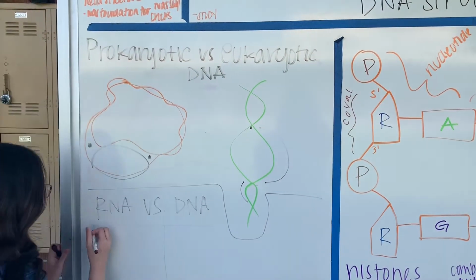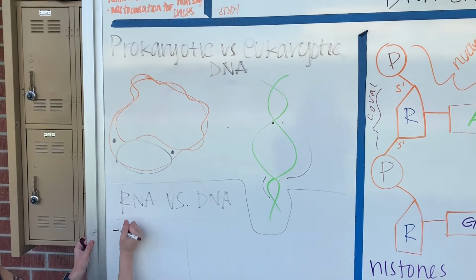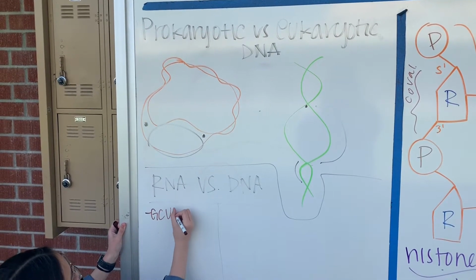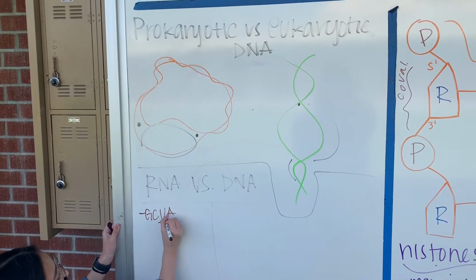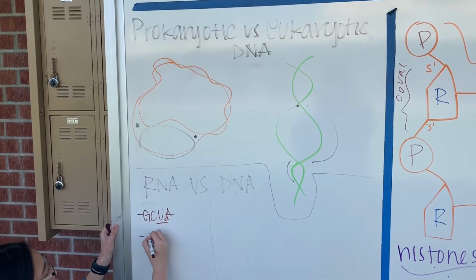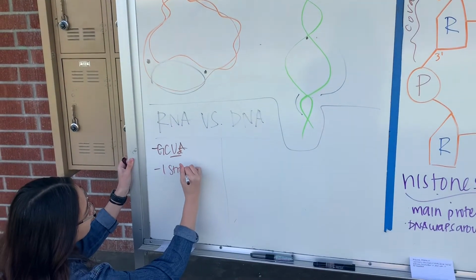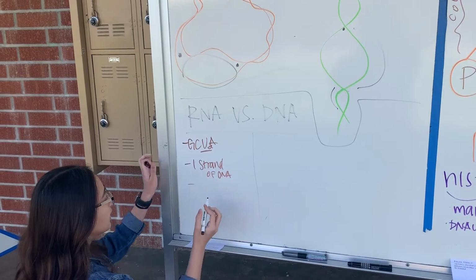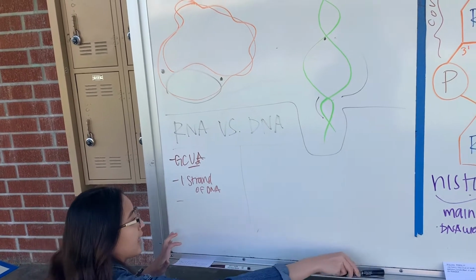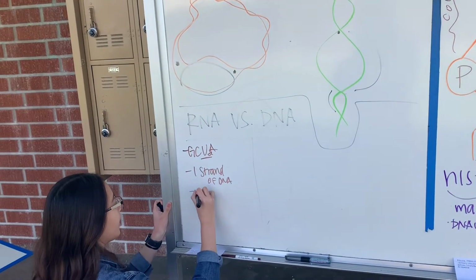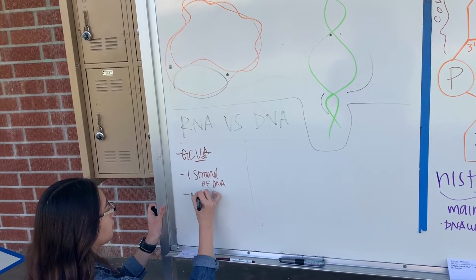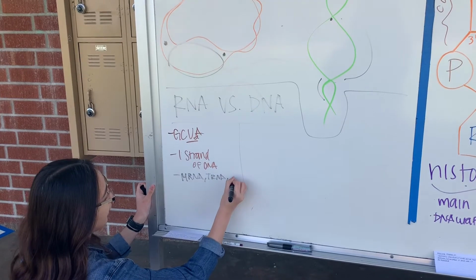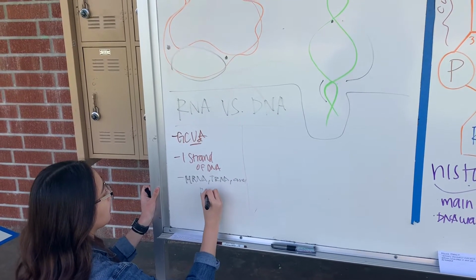RNA has the bases guanine, cytosine, uracil, and adenine instead of thymine that matches with adenine. It has one strand and has multiple structures such as mRNA, tRNA, and rRNA.